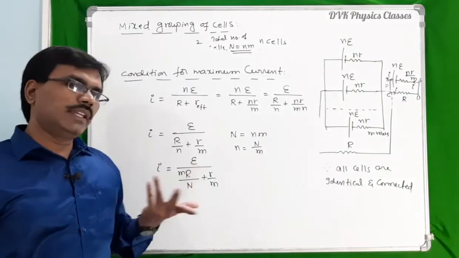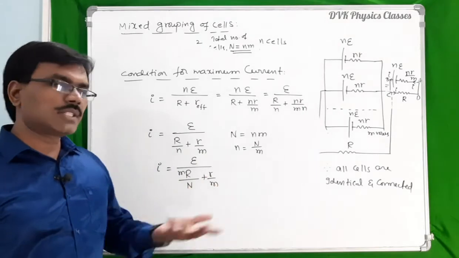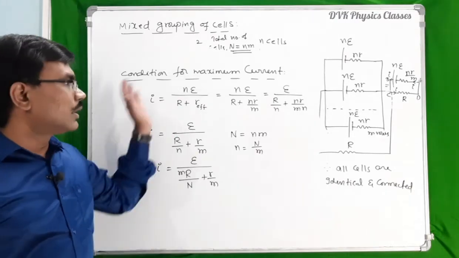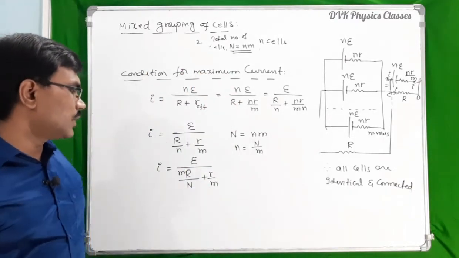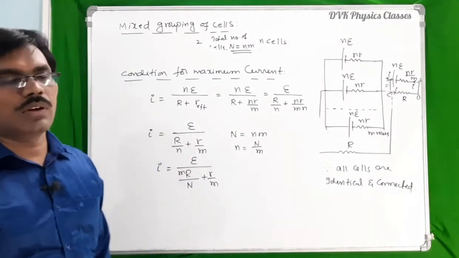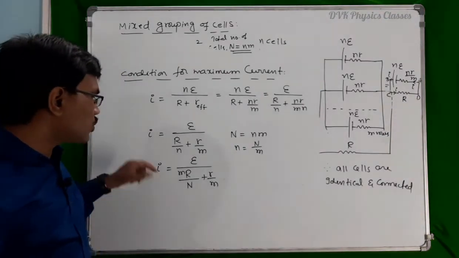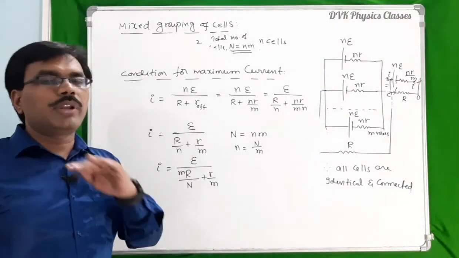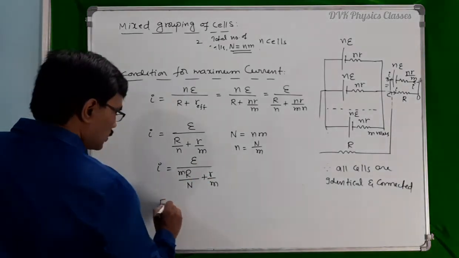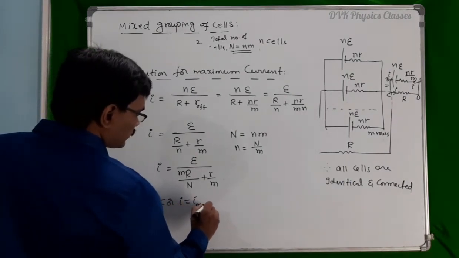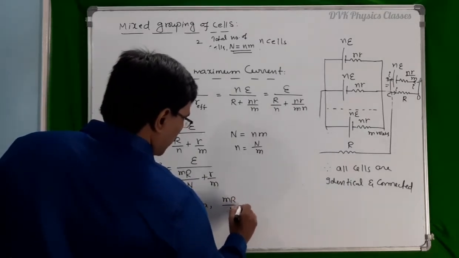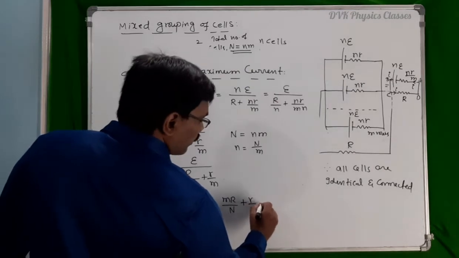Why? For a given cell, the EMF of each individual cell is fixed, the internal resistance of each cell is fixed, the external resistor is fixed, and the total number of cells in the mixed combination is also constant. So the current depends purely on the number of rows in the mixed grouping. Remember, this current value is maximum when the denominator has a minimum value. Yes or no? So the condition for maximum current is that the denominator, mR divided by N plus r divided by m, must be minimum.